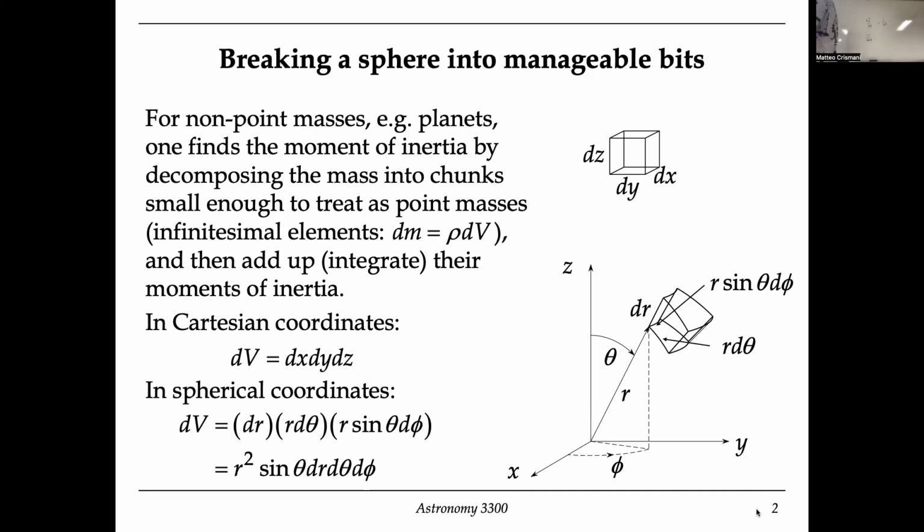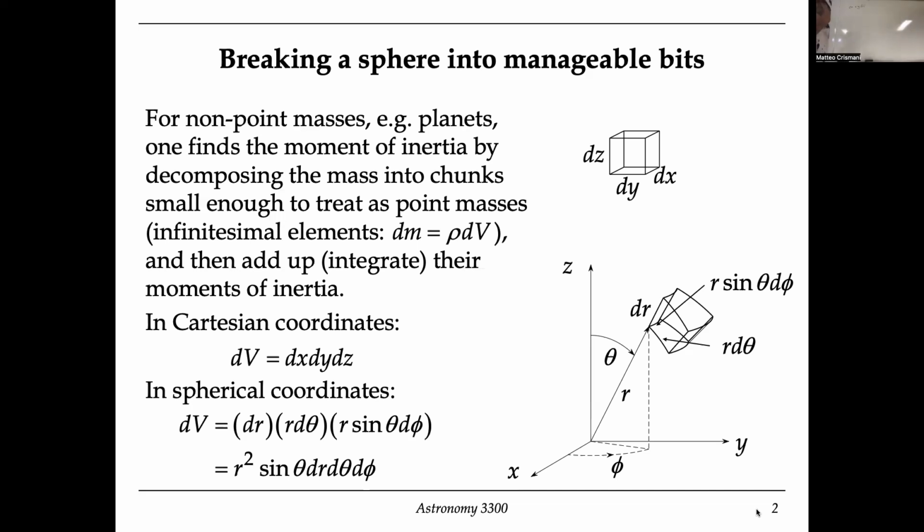So let's decompose the mass into chunks so that we can treat them like point masses in a tiny infinitesimal piece. And we talked about this already. We said dm, which is an infinitesimal piece of mass, is just rho dV. And we showed that earlier, right? Where rho is constant basically over that, so we don't have to do the chain rule.